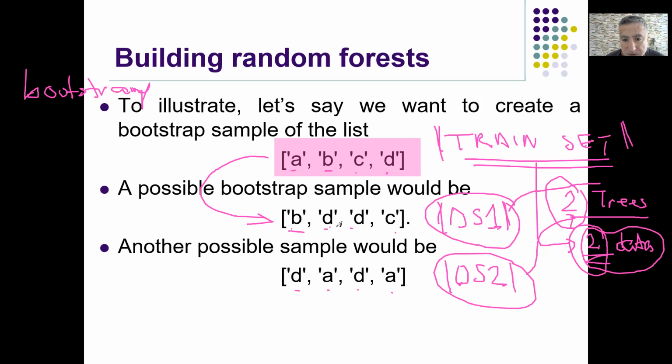So you see that B, D, D, C. Here we are missing A. We don't sample A in DS1, but we have double D here. Pay attention to the DS2. We have D, A, D, A. This time we are missing B and C, and we have double samples from D and A from the original. I think it is a simple idea.